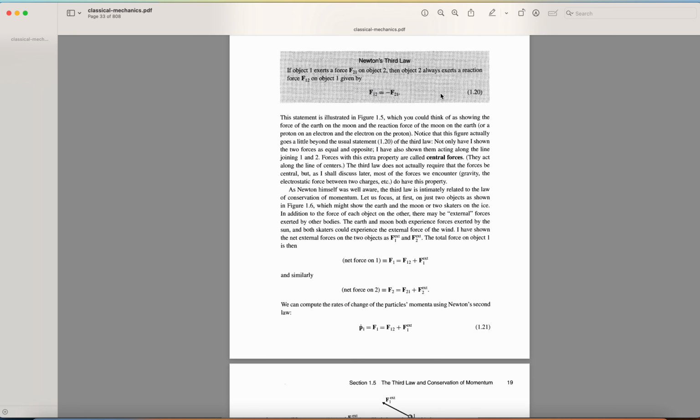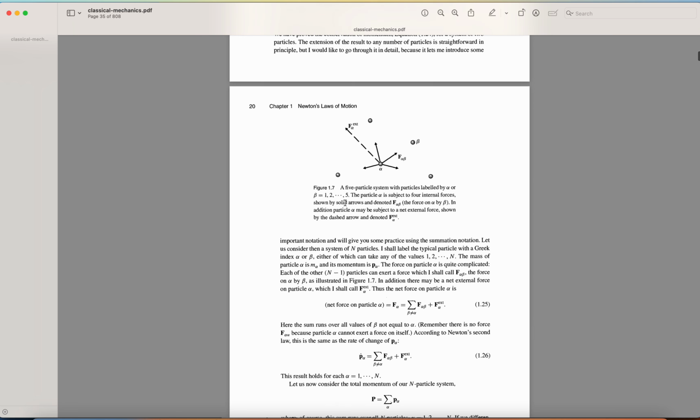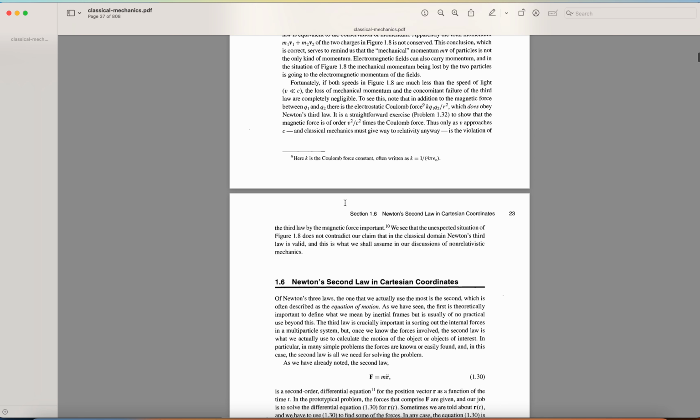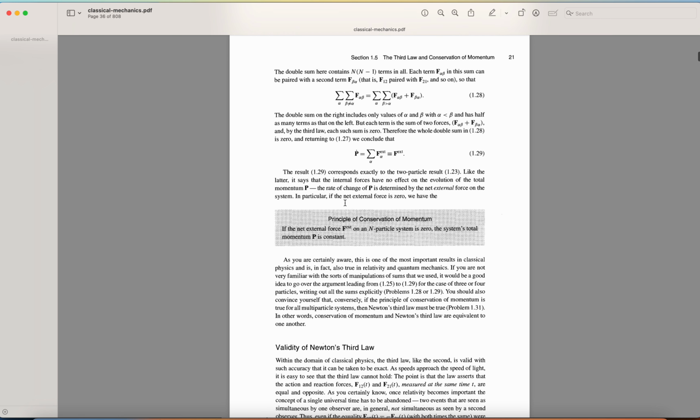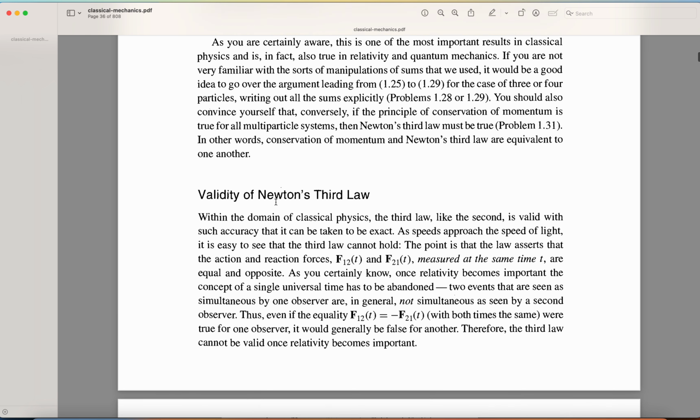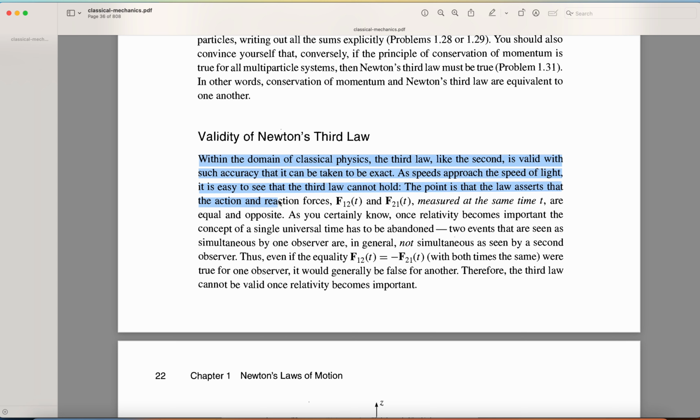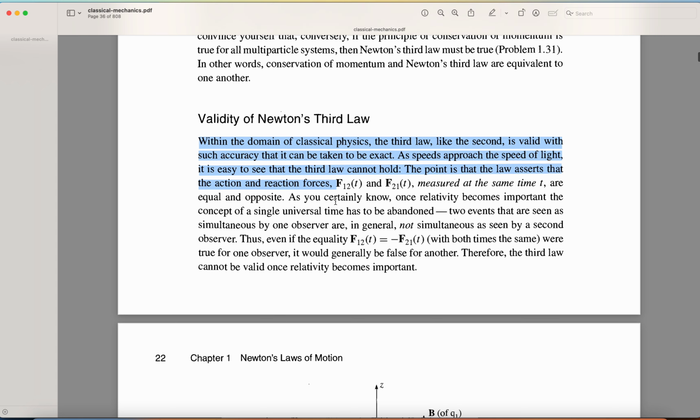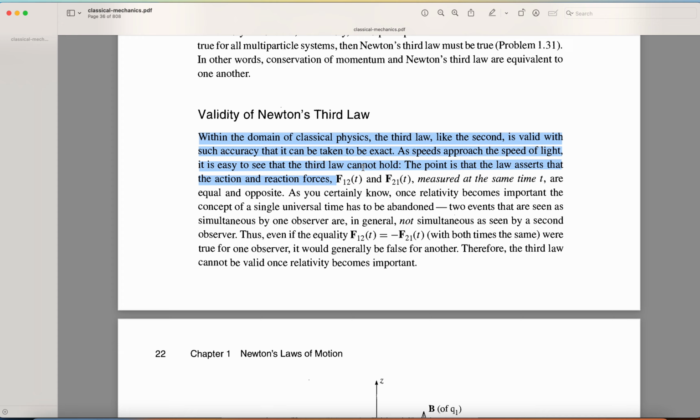So I guess that makes sense as a rough idea of Newton's third law. It can be taken to be exact. Oh, interesting. So it's kind of an approximation that's exact until you approach light speed. The forces are equal and opposite. Okay.